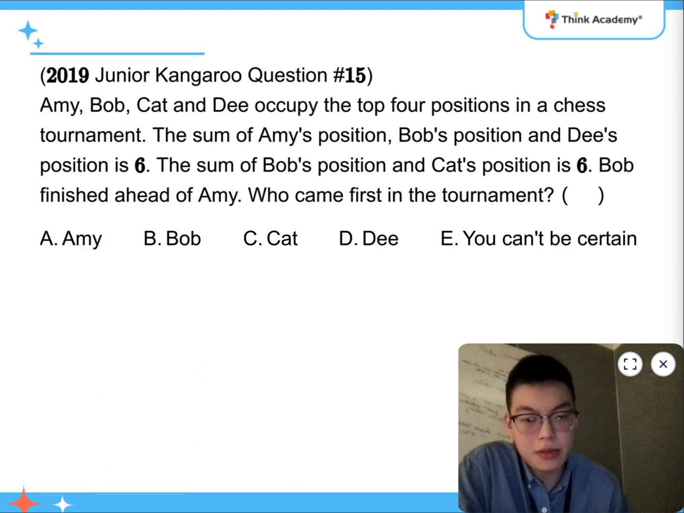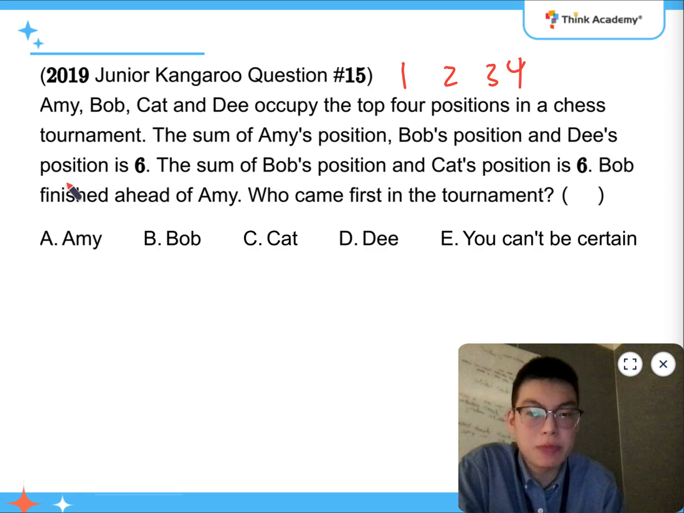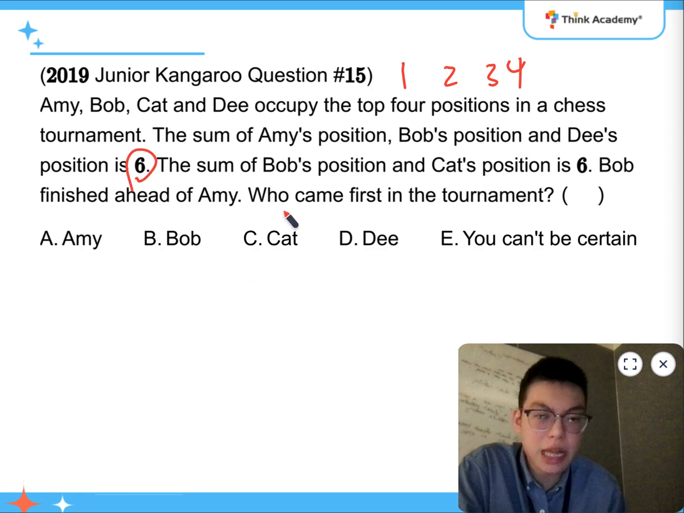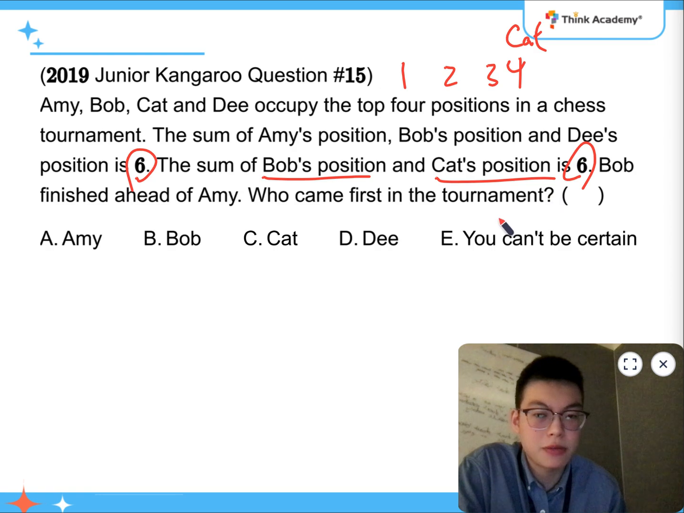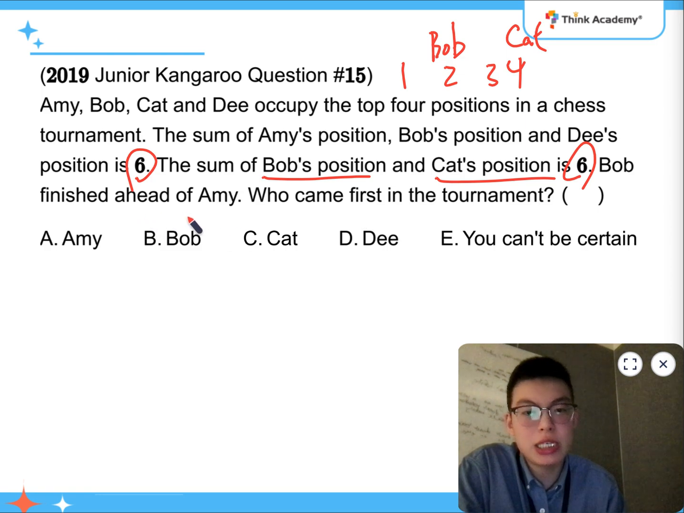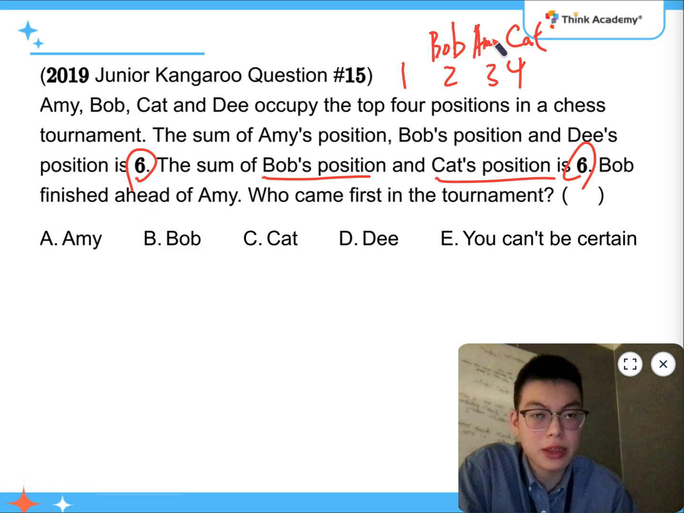For question 15, Amy, Bob, Kat and Dee occupy the top 4 positions in a chess tournament, which are 1, 2, 3, 4. The sum of Amy's position, Bob's position, and Dee's position is 6. Which means that Kat is getting the 4th place, because 1, 2, 3 adds up to 6. The sum of Bob's position and Kat's position is 6, which means that Bob is going to be 6 take away 4, which is 2. So Bob is ending 2nd. And Bob finished ahead of Amy, which means Amy is 3rd.